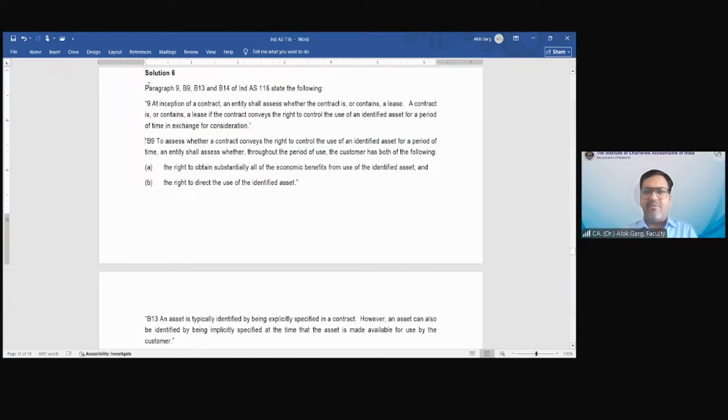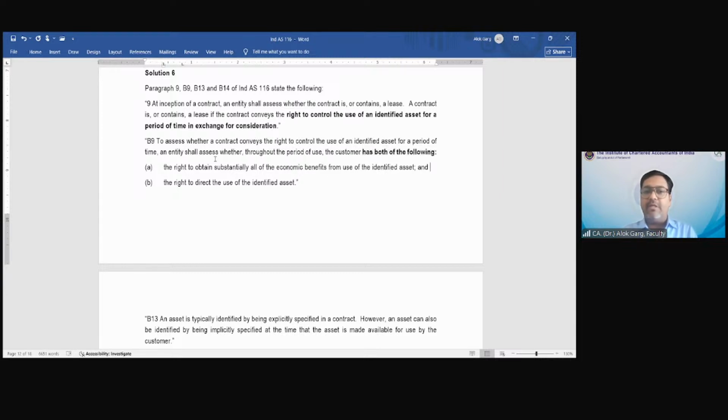I'm reading these paragraphs. You're not required to quote the paragraph number. Para 9, B9, B13, B14 of Ind AS 116 state the following. At inception of a contract, an entity shall assess whether the contract is or contains a lease. A contract contains a lease if the contract conveys the right to control the use of an identified asset for a period of time in exchange for a consideration. Yes, we discussed. To assess whether a contract conveys the right to control the use of an identified asset for a period of time, an entity shall assess whether throughout the period of use, the customer has both of the following.